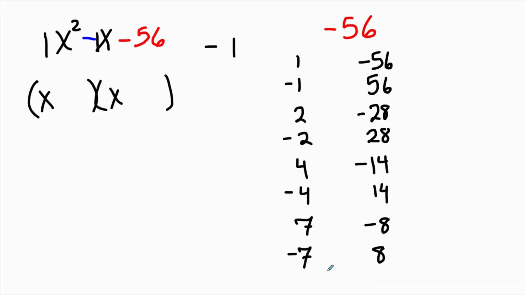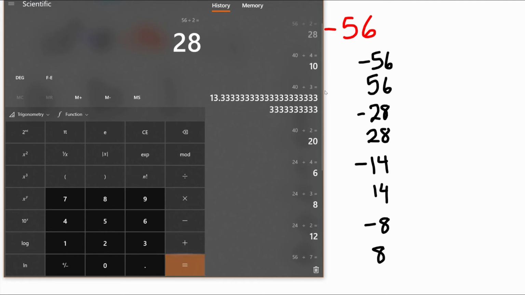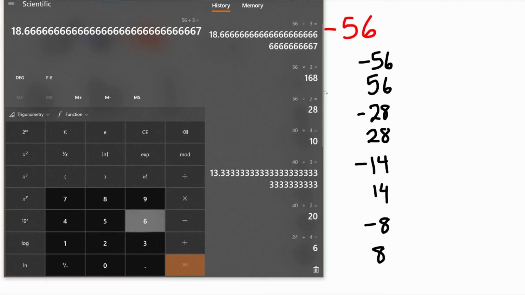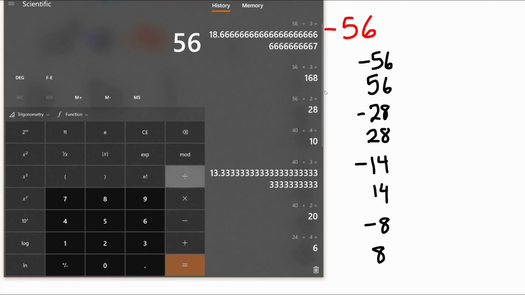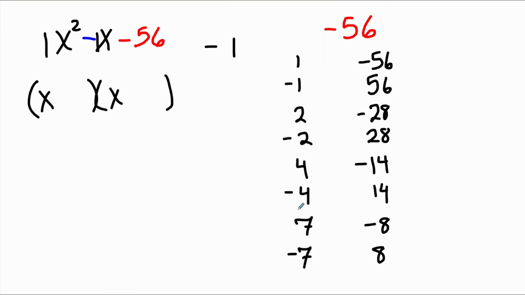I've listed out the factors here. If you're having trouble listing the factors or figuring out all of the factors, you can always use your calculator. Take 56, for example. If I plug in 56 and I start dividing it by numbers, it'll tell me what those divide into. So, 2 and 28. If I do 56 divided by 3, oh, that doesn't go in evenly. So let's see which ones go in evenly. 56 divided by 4 is 14. You get the idea.